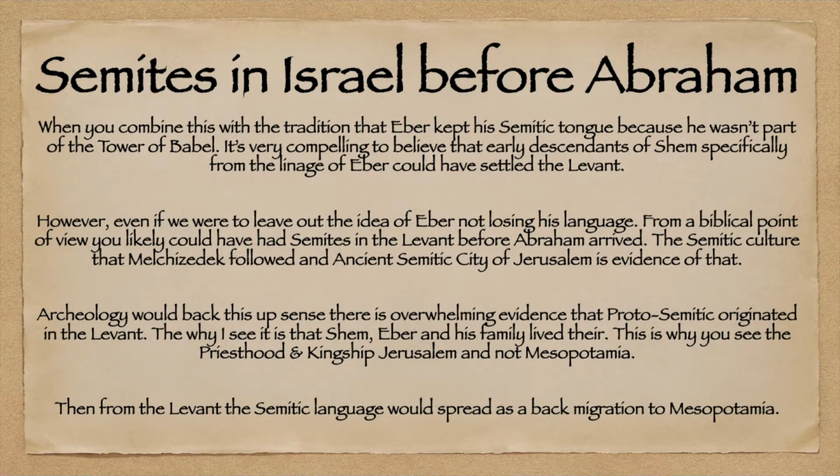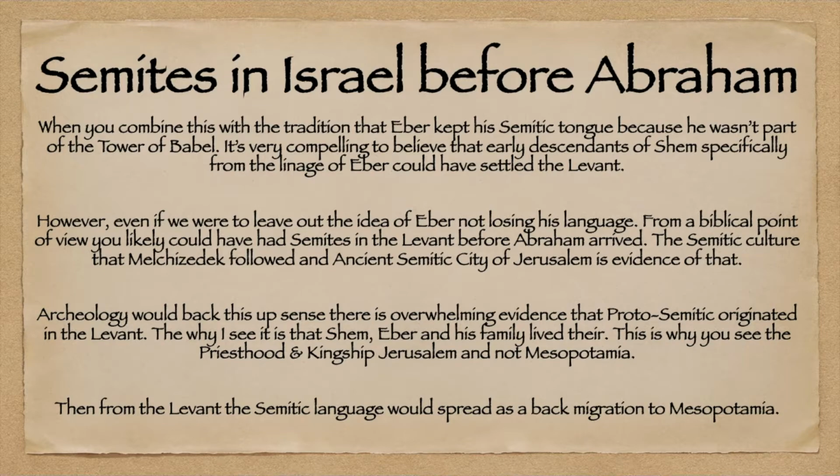When you combine this with the tradition that Eber kept his Semitic tongue because he wasn't part of the Tower of Babel, it's very compelling to believe that the early descendants of Shem, specifically from the lineage of Eber, could have settled the Levant. Basically, they could have left before the Tower of Babel, going into the Levant.